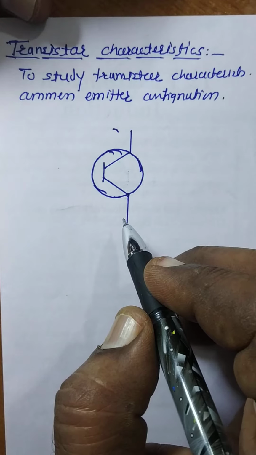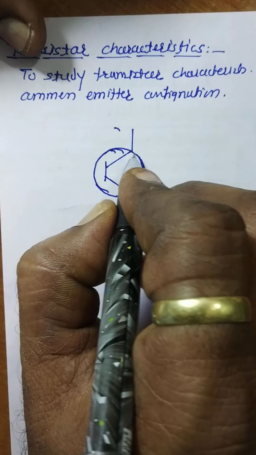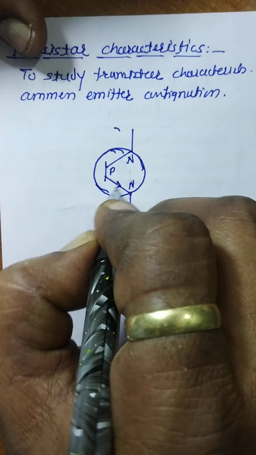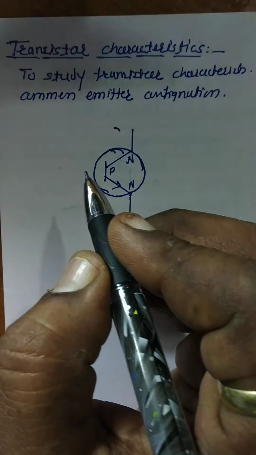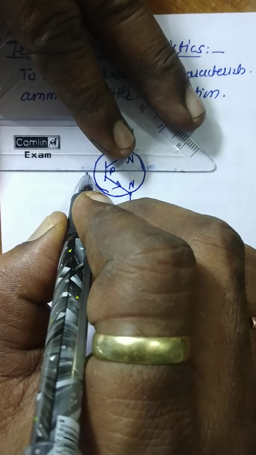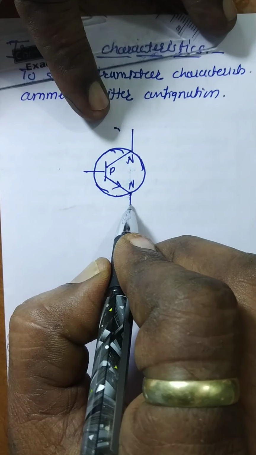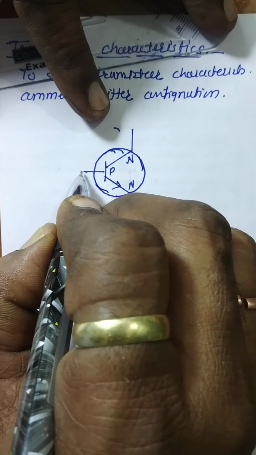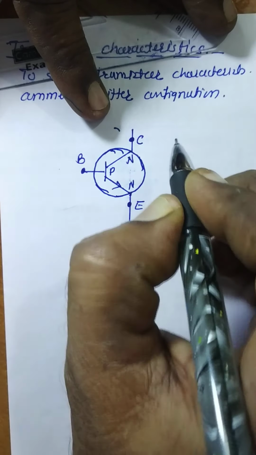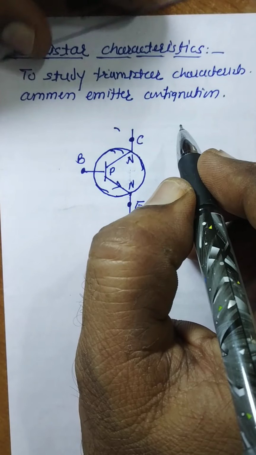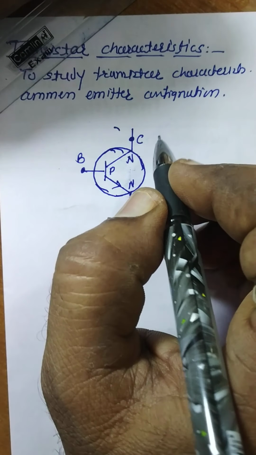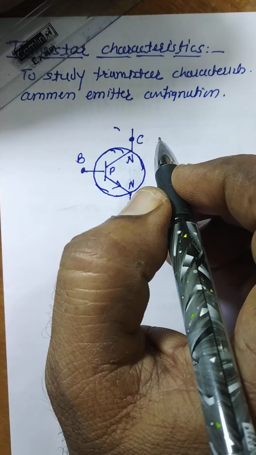Here we consider an NPN type transistor, like this. Emitter, base, collector. Now see: emitter, base, collector.